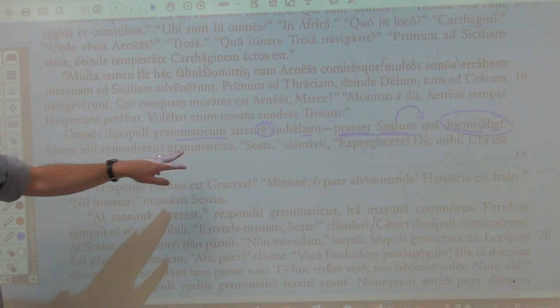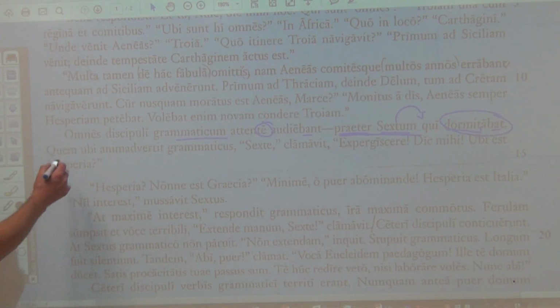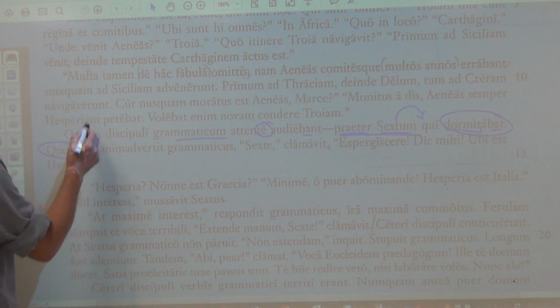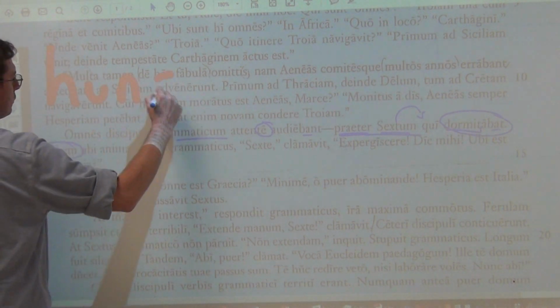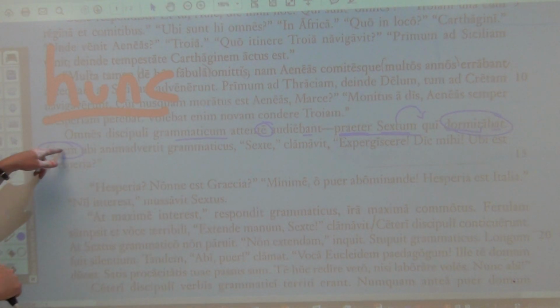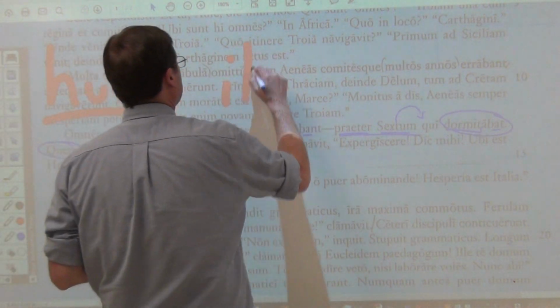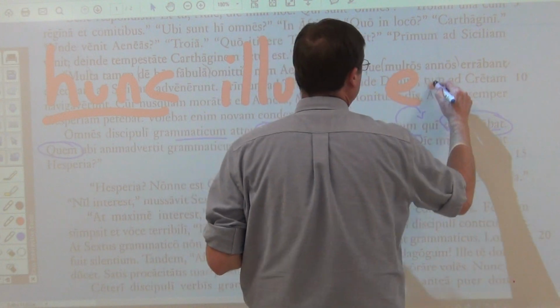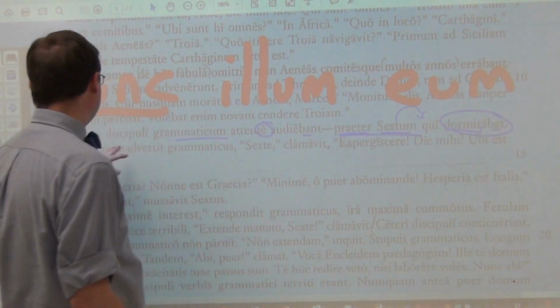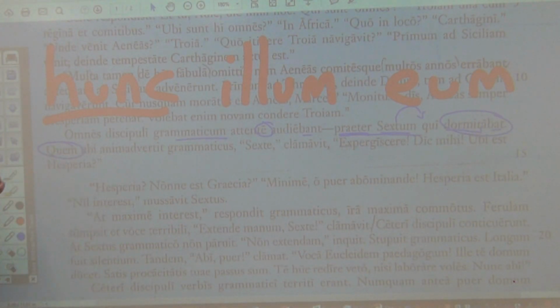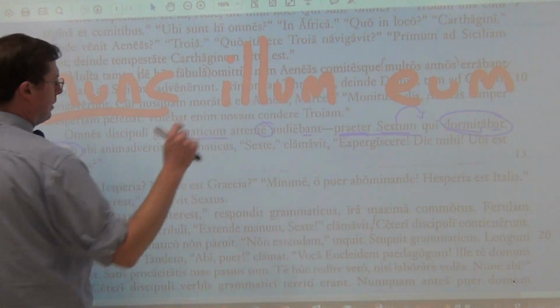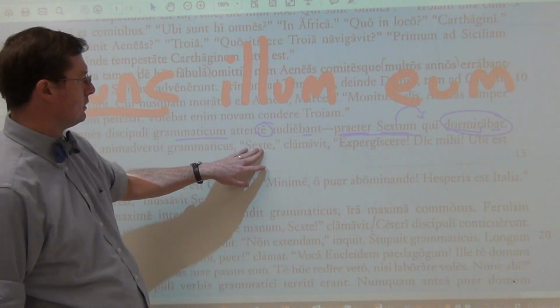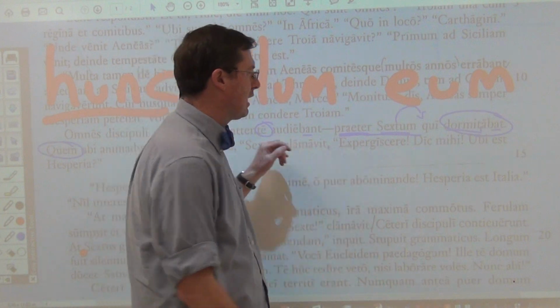When the teacher noticed whom. Again, this is a linking qui, and you could easily replace it with hunc, same case, number, gender, accusative, or illum, same case, number, and gender, accusative, masculine, or eum. So, when the teacher noticed this guy, that guy, him, he shouted, Sextus, expergiscere.